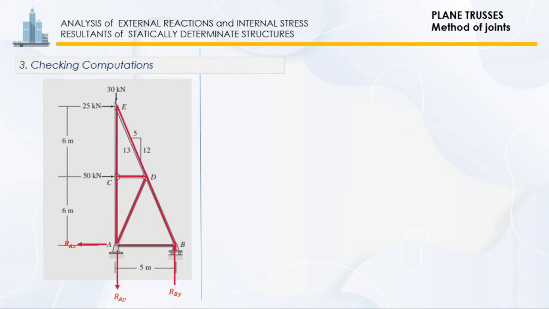So, kompleto na tayo, class, ng mga na-compute na forces on each member. Magkaroon lang muna tayo ng checking. So, using the three equations of equilibrium. Taking summation of forces horizontal is equal to 0. So, we have 25 plus 50 minus RAX. Yung RAX natin is 75. So, 25 plus 50 minus 75, so 0 is equal to 0. Ibig sabihin, yung horizontal forces natin is in equilibrium.